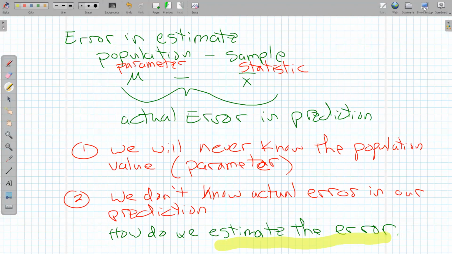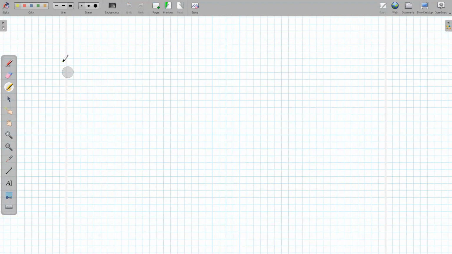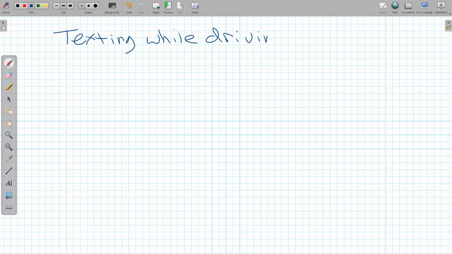So a few examples we'll take a look at today to try and figure this out. Texting while driving. I looked at a recent study from last year on texting while driving, and the claim was that 38% of teens claim to sometimes text while driving.